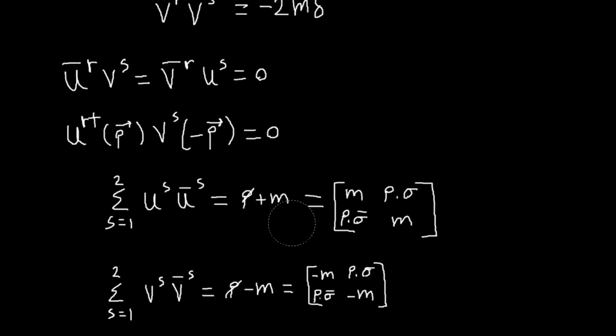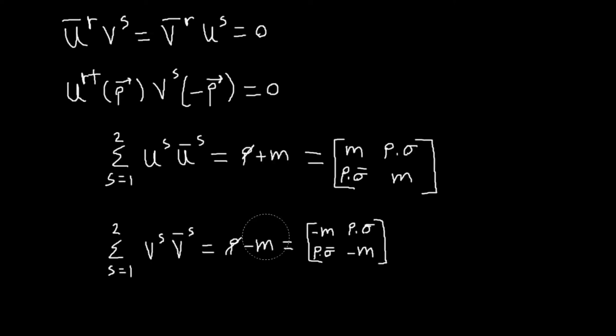And then I have these outer product identities. So here, I have u times u bar. So this is like a column times a row, which gives me a matrix, which I can write like this. And then similarly for the v. And these will be used later on.